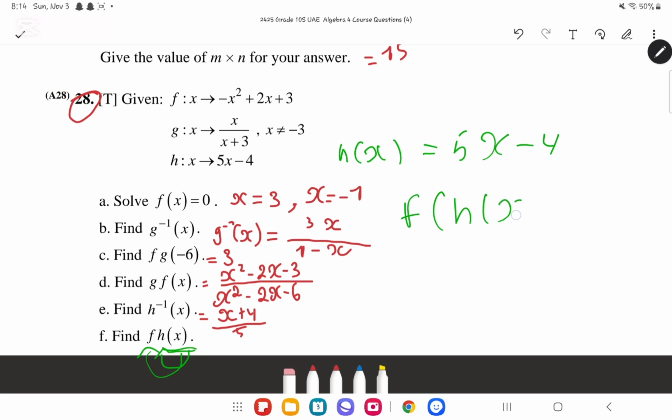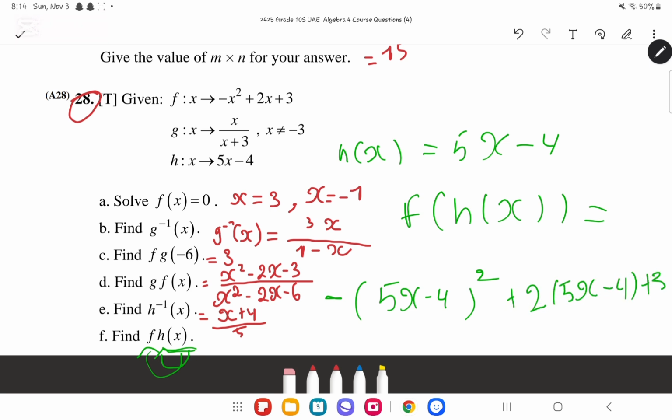So f of h of x is equal to minus, now substitute every x by 5x minus 4. So minus (5x minus 4) squared, plus 2 times (5x minus 4) plus 3. Solving it, you are going to get minus times (25x squared minus 40x plus 16), plus 10x minus 8 plus 3.